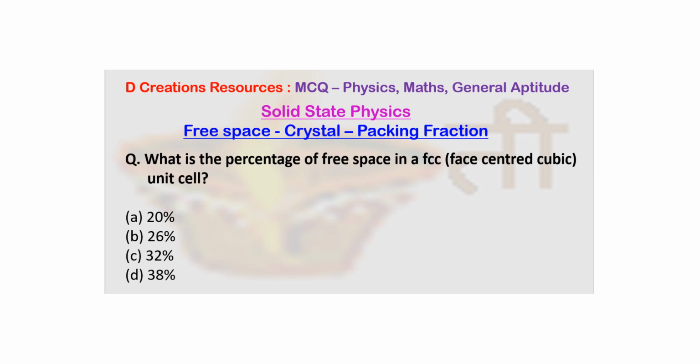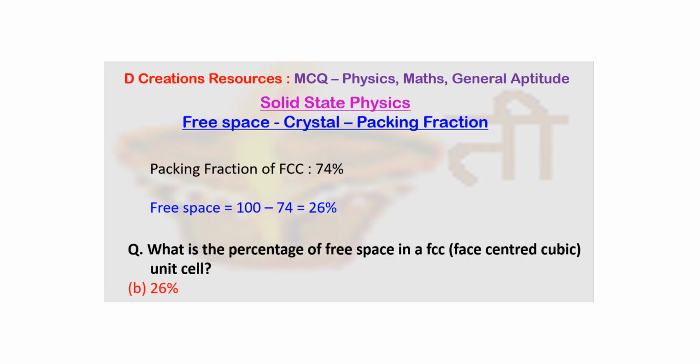If you don't know the answer, well, here usually the questions that are asked are about packing fraction, and here the same information is sought but with a twist. So instead of directly asking you what is packing fraction of FCC, they have asked you the percentage of free space, because that is going to be the remaining space. So if you know the packing fraction for FCC, it is 74%. So free space is obviously going to be 100 minus that. So it's 26%, and the option is B.